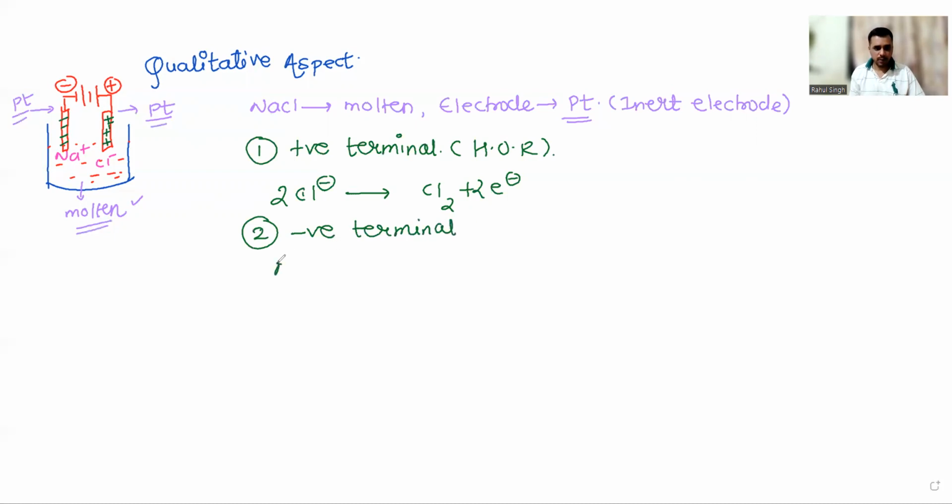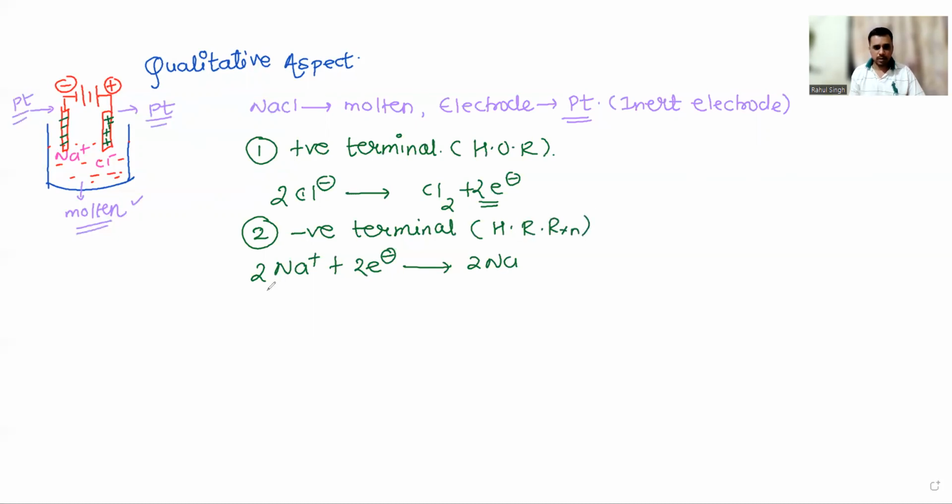So here what will happen? Sodium will be in a plus state. It will be accepting these 2 electrons. So 2 sodium ions will be required, and they will be converted to 2 sodium metal atoms over here. And this part will be known as the half reduction reaction.